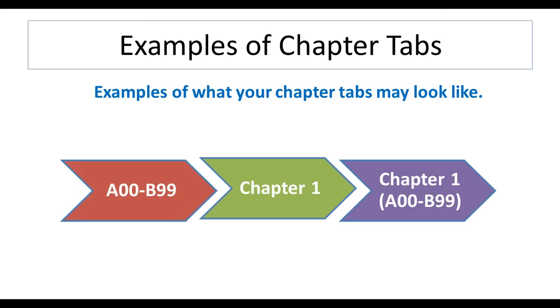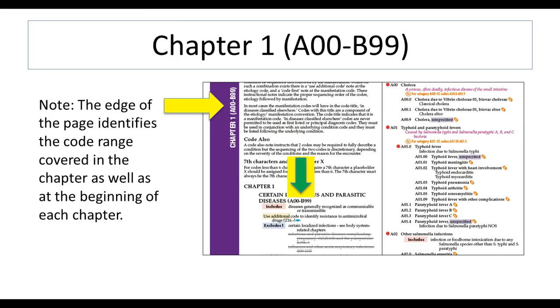These are a few examples of the information you can put on the tab. Remember, the tab is there to help guide you to the specific range of codes that include the code you identified from the alphabetic index. Be sure the information is written bold and clear on each tab to avoid confusion when you are verifying codes in the tabular list. The code range for the chapter is identified on the edge of the page as well as the beginning of the chapter throughout the ICD-10 codebook.